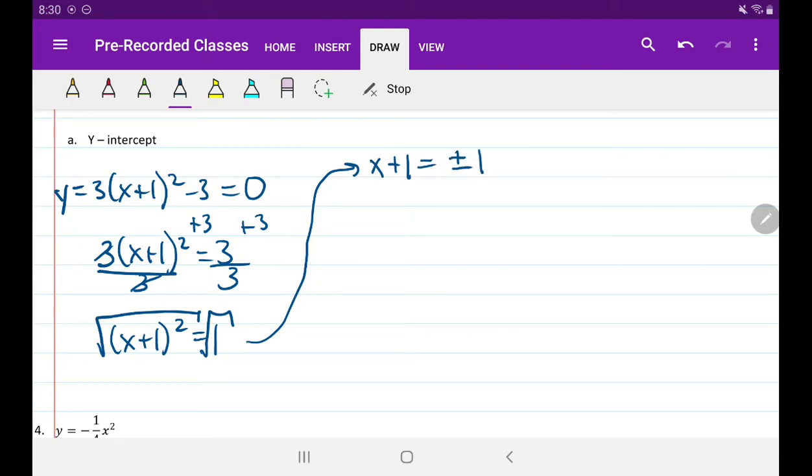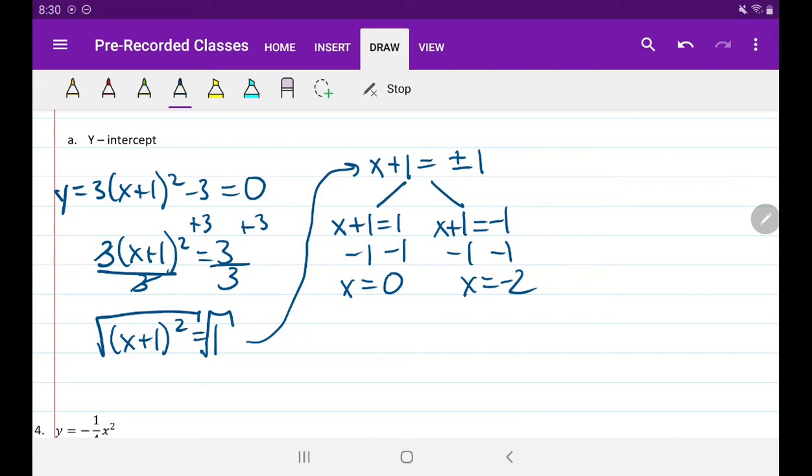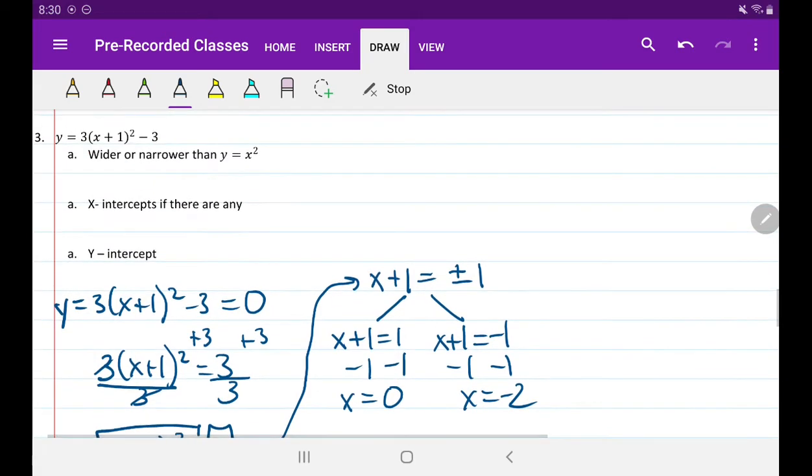So now with this, we have to turn this into 2 equations to solve. So we have x plus 1 is positive 1, and x plus 1 is negative 1. So now we can solve each of these. So I'll minus 1, x is 0, minus 1, x is negative 2. So my two x-intercepts are 0 and negative 2. So then I can go up here, and I have two x-intercepts, x is 0, x is negative 2. All right, so then we have to find our y-intercept.